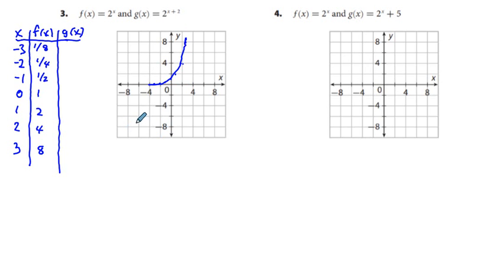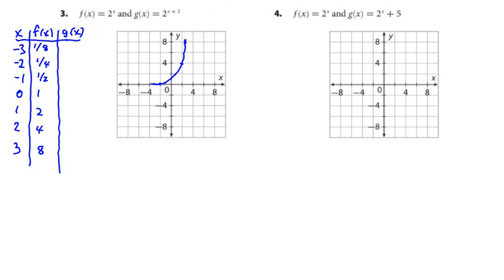Okay, that's a little bit off. Let me go ahead and try that again. It's really hard to get these right. Okay, this one is so far a little bit better. Continue to go up. Okay, so that's the graph there.